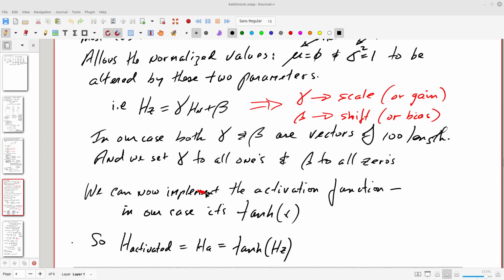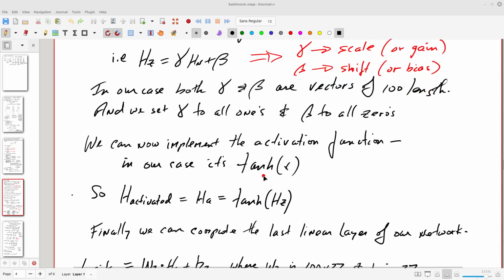We can now implement the activation function. So in our case, it's tanh. So H activated, HA, is just going to be tanh of HZ. And HZ is the array that has been scaled and shifted.